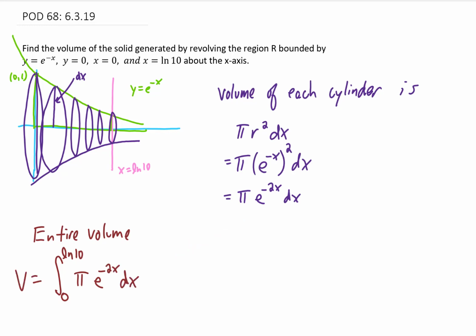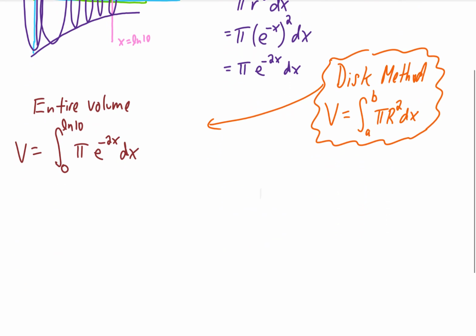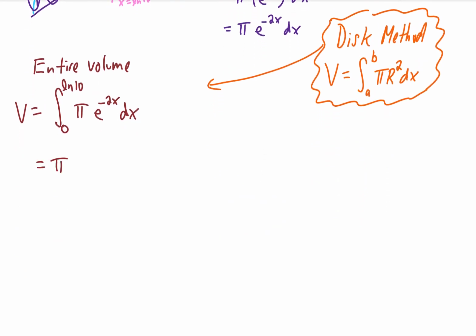We're going to complete this integral to find the volume, but you'll notice that what we did is we just used what's called the disk method, and the disk method has many variations, but if we're rotating about the x-axis, this is the version of the disk method that we're using right here. Now, to complete this problem, we need to integrate and plug in our limits. I'm just going to pull the pi outside.